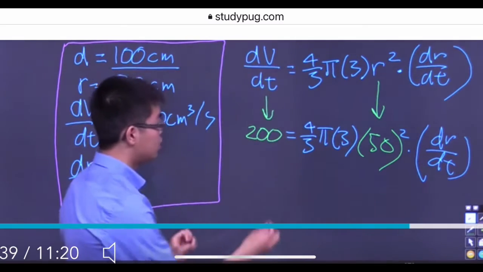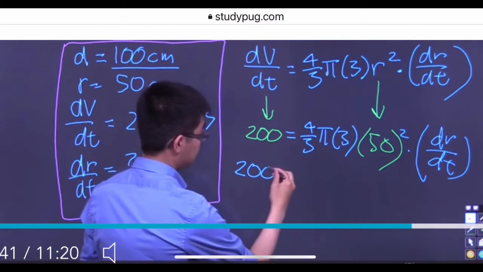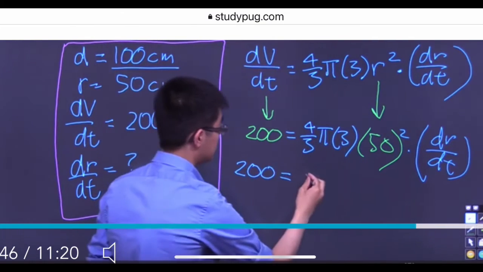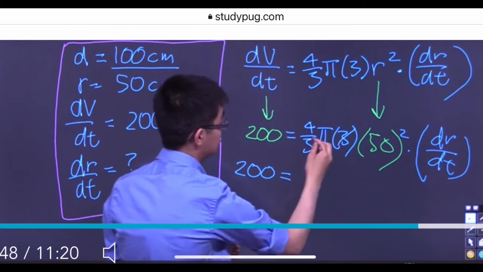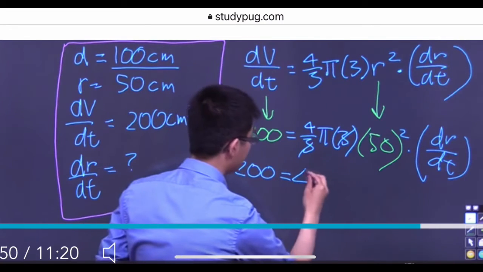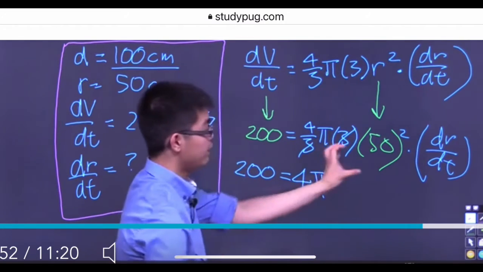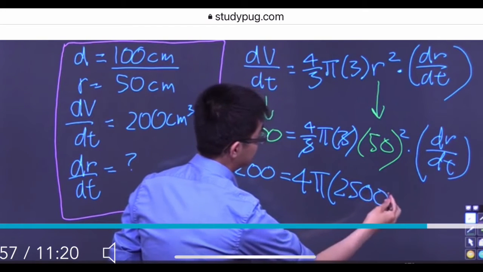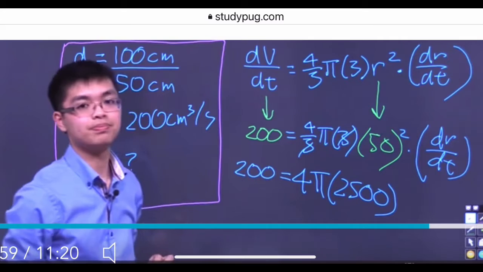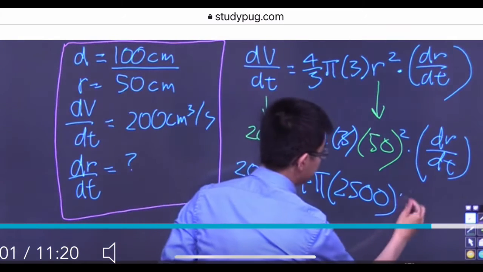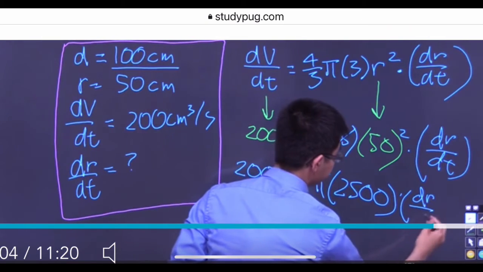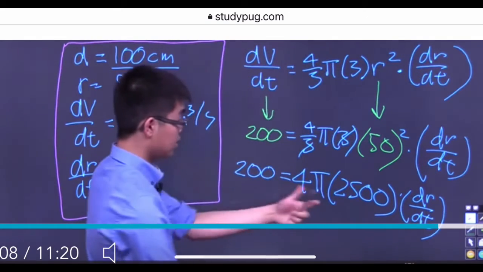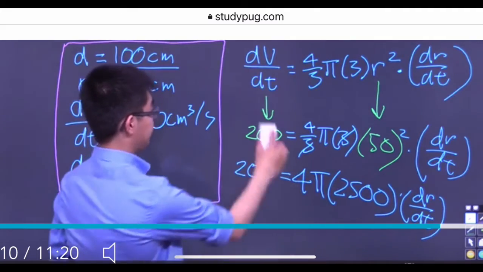So why don't we do some arithmetic? Here 200 is equal to 3 over 3, you can see that is just going to cancel out, so I'll just cancel out the 3's here. So this is just going to be 4 pi. 50 squared is 2,500. And this is times dr over dt. Okay. Looks pretty good.